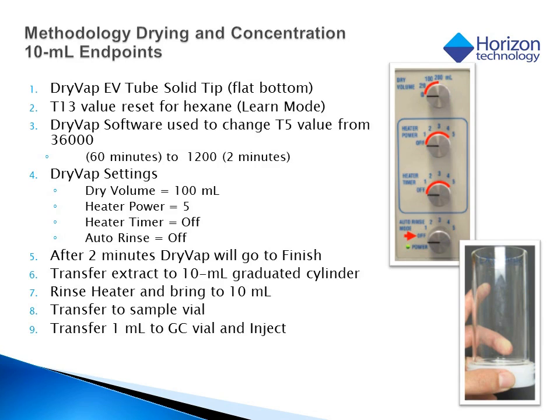Extracts were dried and concentrated on the Dry Vap. Conditions for 10 mil endpoints are shown here. After reaching a finish at 5 mils, the Dry Vap heater and UV tube were rinsed with solvent and brought to a final volume of 10 mils in a graduated cylinder, and 1 mil was quantitatively transferred to a GC vial. After that, the Dry Vap software was used to set the T5 value in the software to a 2-minute nitrogen sparge after heater shutoff. After the 2 minutes, the final extract volume of 5 mils was achieved.